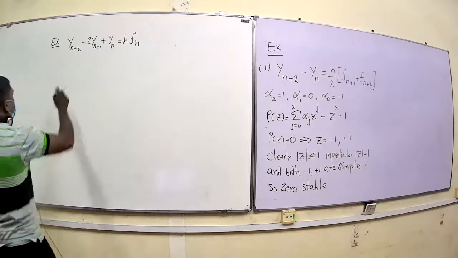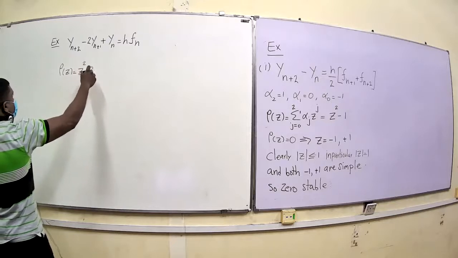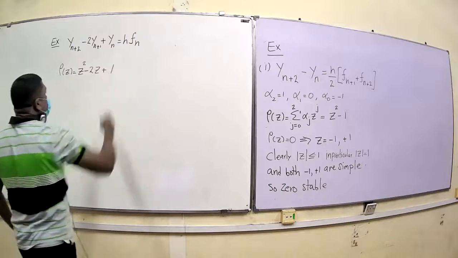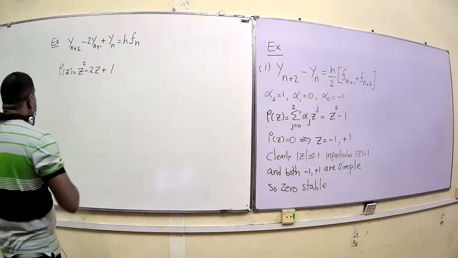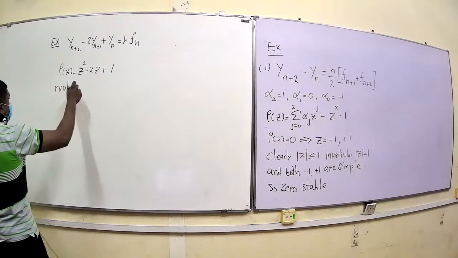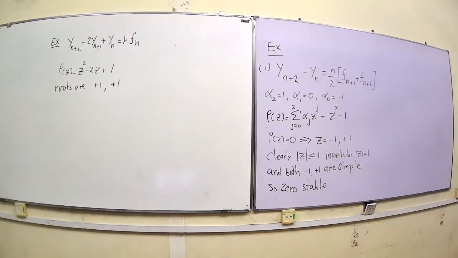I don't need to write everything again. So rho of z is equal to alpha 2 z squared plus alpha 1 z plus alpha naught. If you write down the characteristic polynomial, you can immediately see that alpha 2 is 1, alpha 1 is minus 2, alpha naught is 1. So this is the characteristic polynomial. So the roots are, if you solve this equation, z minus 1 quantity squared is equal to 0. So z is plus 1 and plus 1. Both of them are plus 1.